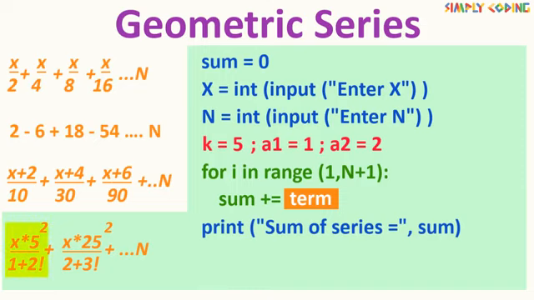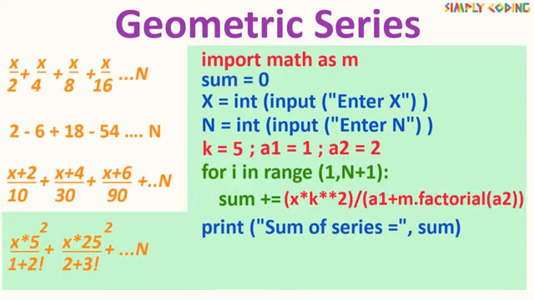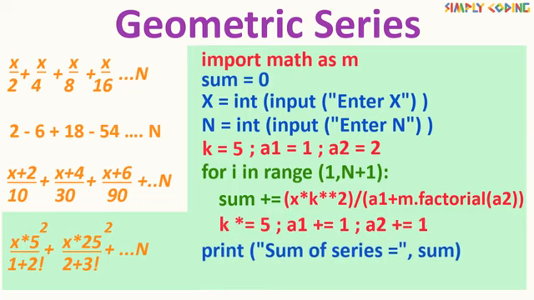Inside the for loop, we will form the term exactly how it is given in the question. Here, since we need factorial, we will add the import of math library and then form our term, which is x multiplied by k raised to the power of 2 divided by (a1 plus math.factorial(a2)). Here again, do not forget the brackets. This term is added to sum. After this, we put in statement to get the next term of each series. It is k is equal to k multiplied by 5 for geometric series and a1 plus is equal to 1 and a2 plus is equal to 1 for arithmetic series.